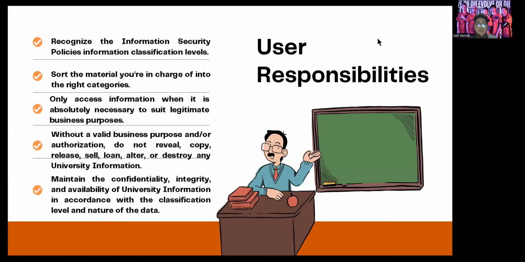Fourth is without a valid business purpose and or authorization, do not reveal, copy, release, sell, loan, alter, or destroy any university information. Fifth is maintain the confidentiality, integrity, and availability of university information in accordance with the classification level and nature of the data.